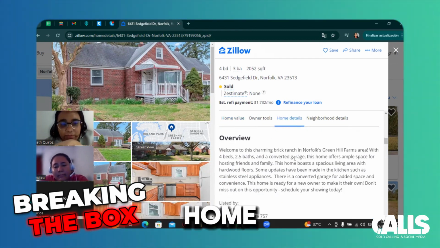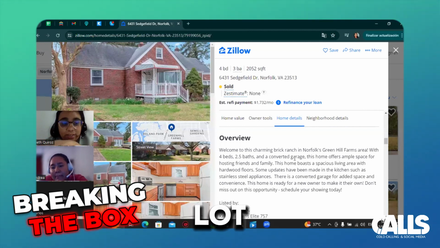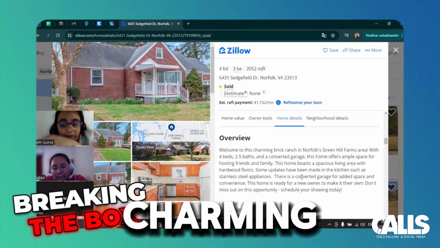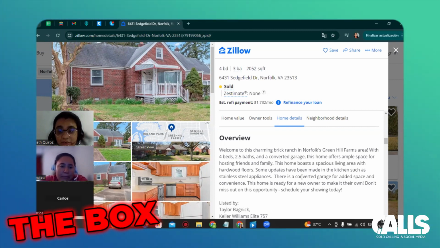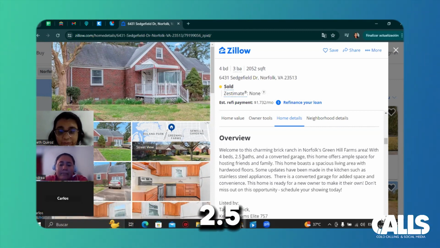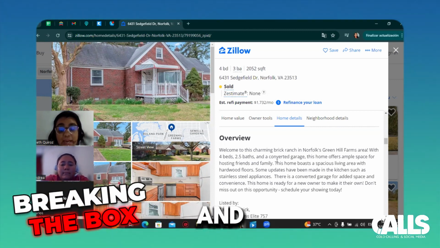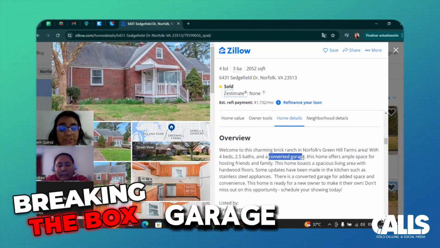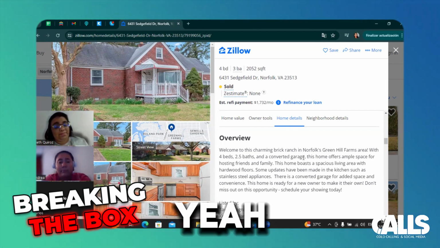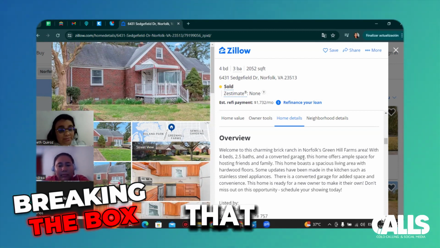So by reading home details, you can learn a lot about the seller. Welcome to this charming brick ranch in Norfolk Spring, with 4 beds and 2.5 baths. And look what it says: converted garage. What did she say about that? Yeah, what did she say about that, Andrea?